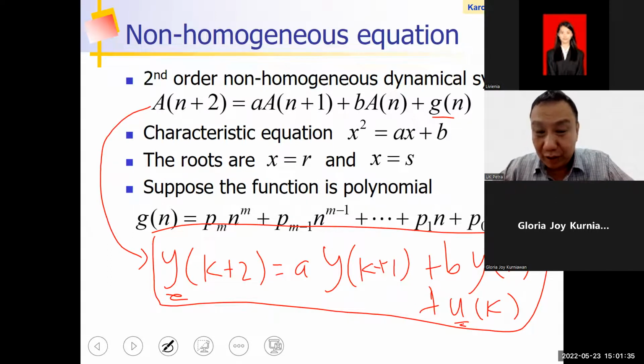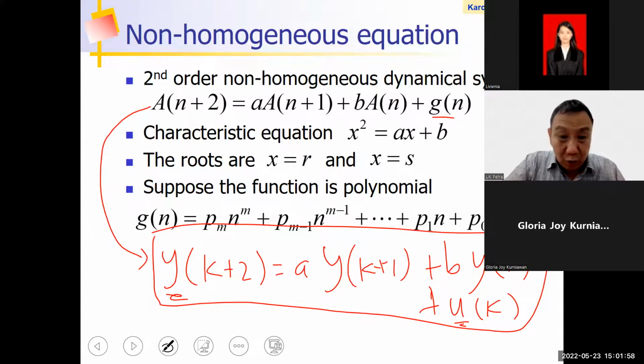Sorry if the notation is confusing because of the different meaning. Is this still confusing you, Levi, or you tell me? No, it's okay. I get the concept now. Okay, you get the concept, yeah?